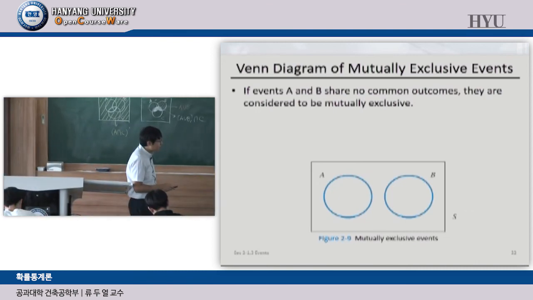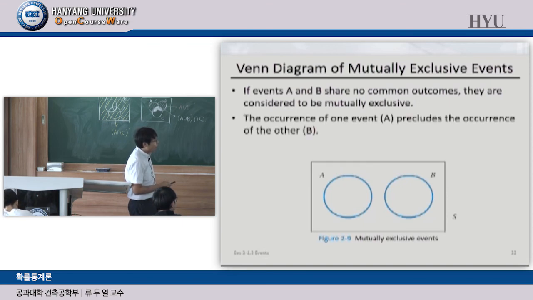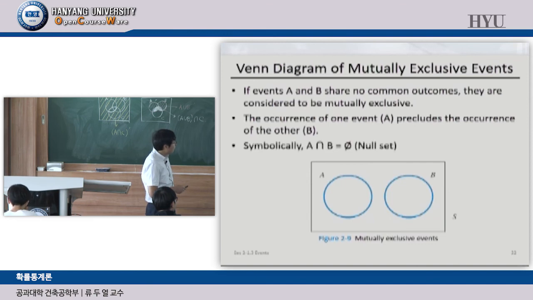And this is the sample space, and this is event A and event B. And as you can see, there is no connected area between event A and event B. So the occurrence of event A precludes the occurrence of event B. Symbolically, this can be expressed by this relationship: the intersection of event A and event B equals the null set, which is called 공집합. And this is the symbol for the null set.